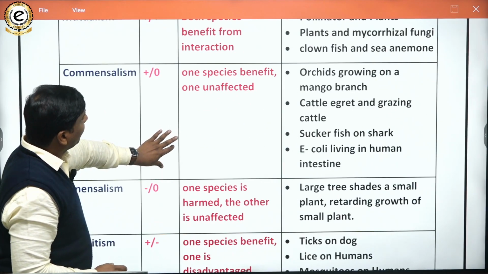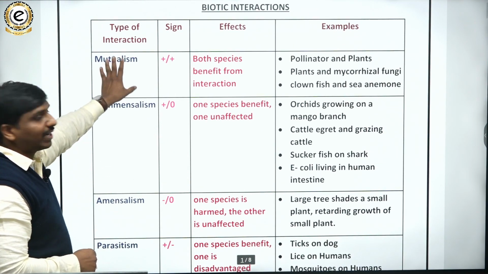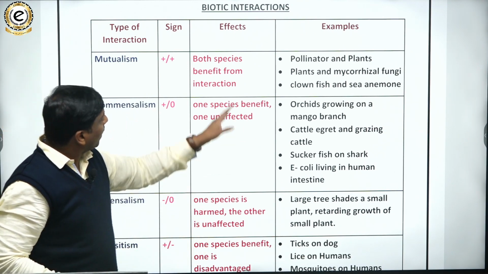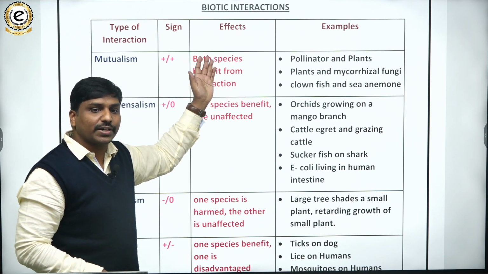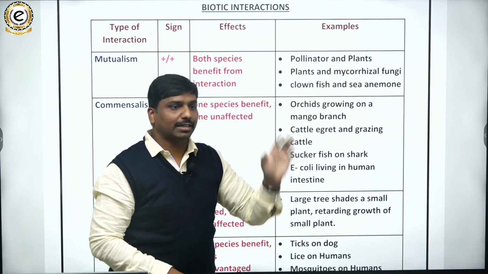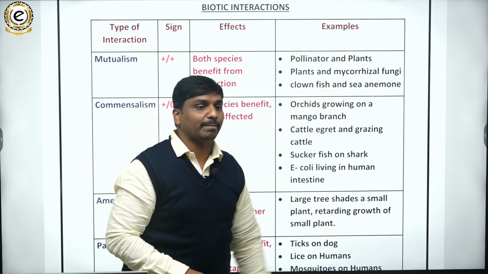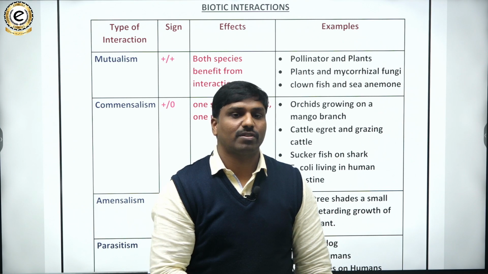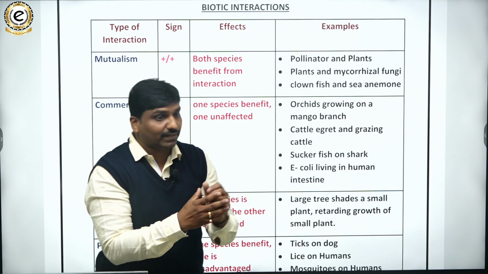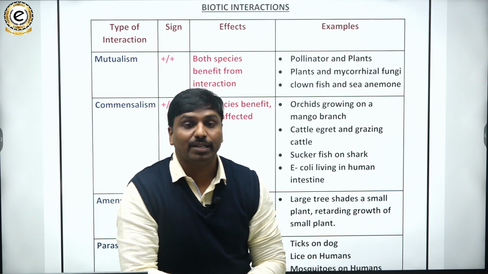If you see various biotic interactions, you can have types like mutualism, where two species will benefit in such an interaction. Let's say, for example, a pollinator and a plant, like a bee and a plant. Both of them will get benefited. Also plants and mycorrhizal fungi, the fungi that live in the roots of the plants. Clownfish and sea anemones also have a mutualistic relationship where both get benefited.